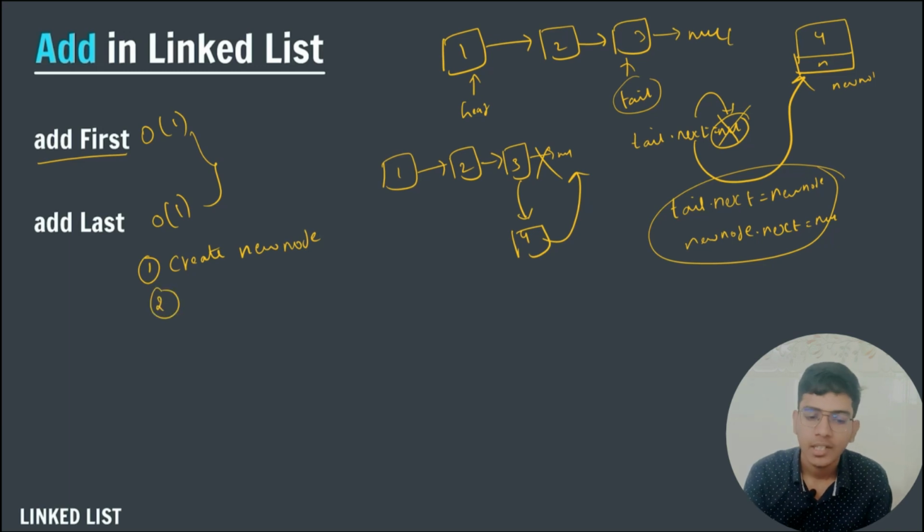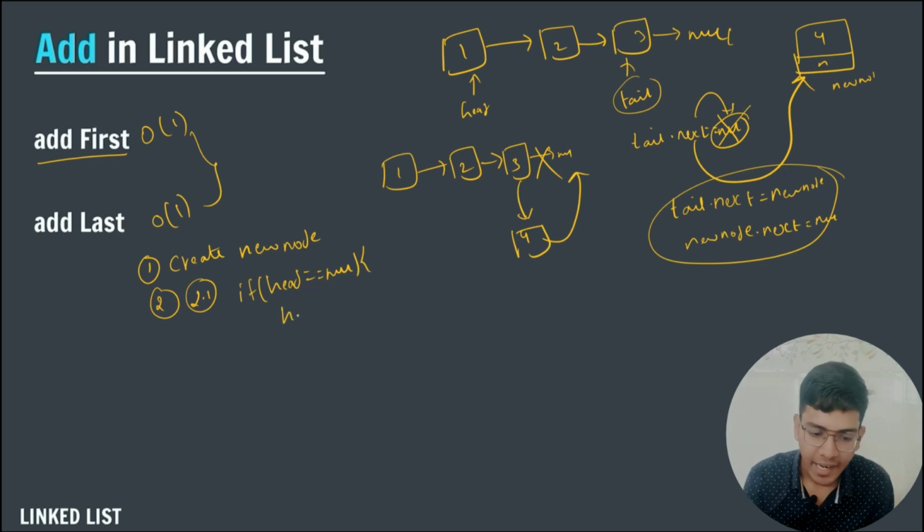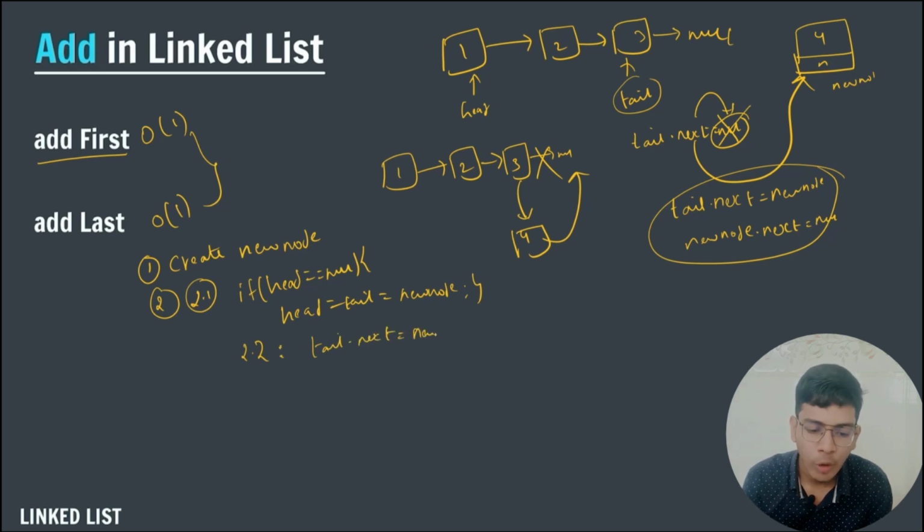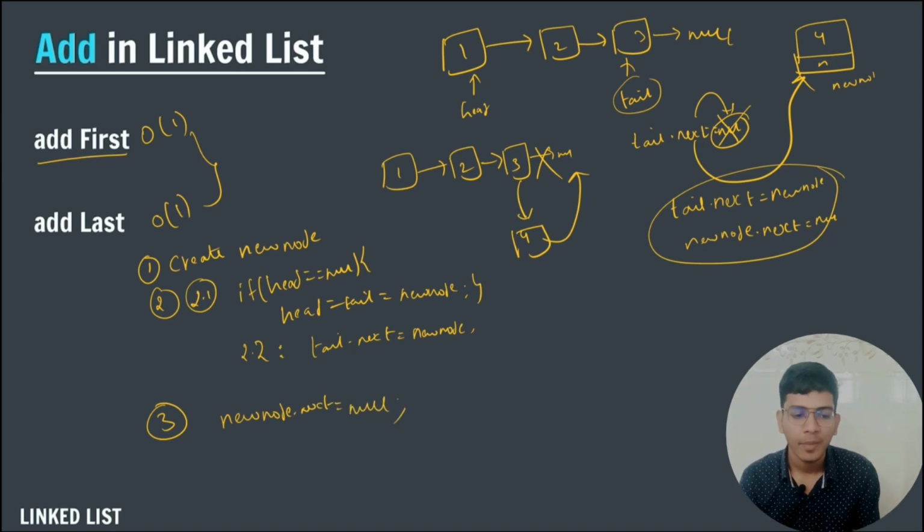After that, the second step is checking if my list is empty or not. 2.1 is checking if head is equal to null. If head is equal to null, then head equals tail equals my new node. Else, that is my list is not empty, then tail.next is equal to my new node. After the third step, new node.next is equal to null. This is how we are going to add my element at the last.